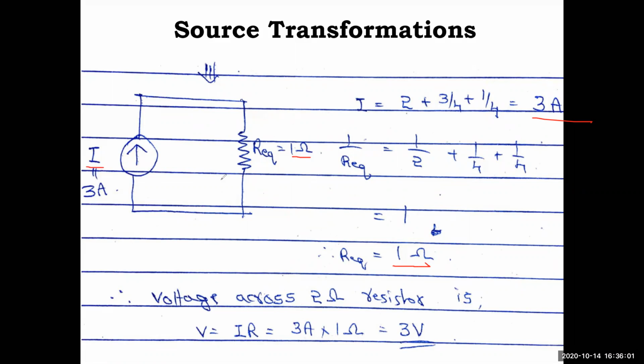So now what you have to calculate here, voltage across 2 ohm resistor. So that 2 ohm only we have simplified and become 1 ohm resistor. So finding out that, what we will do, just Ohm's law, V equal to IR. So in the circuit you have I and R, just multiply these two. So 3 amp into 1 ohm is equal to 3 volt. Okay, so this is the problem.